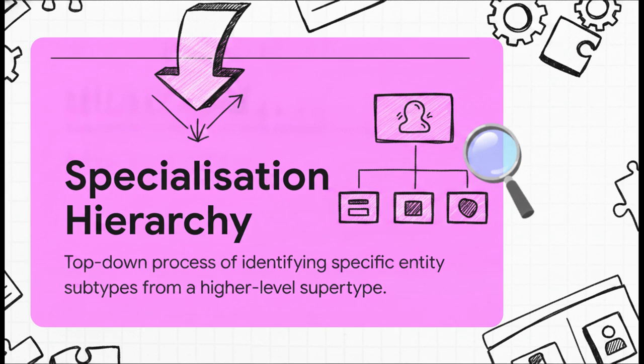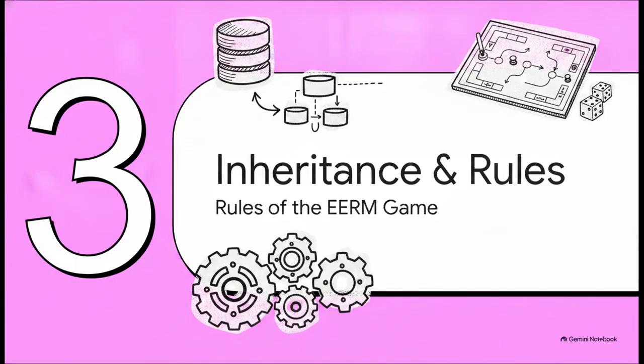This is simply a top-down process where we identify lower-level, more specific entity subtypes from a higher-level entity supertype. It's all about grouping unique characteristics and relationships together in a structured, logical way that keeps our database running smoothly. Now that we know what supertypes and subtypes actually are, we're moving to Section 3, Inheritance and Discriminators. Let's look at the mechanical rules of the EERM game that make this hierarchy function.